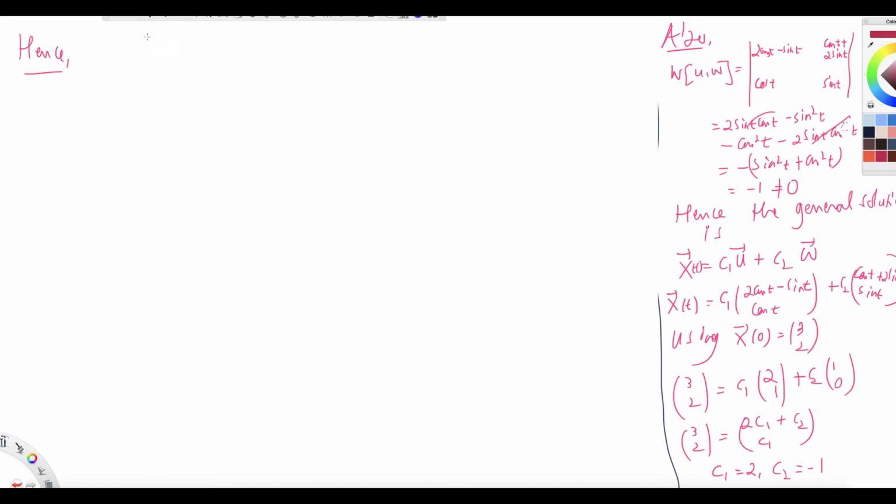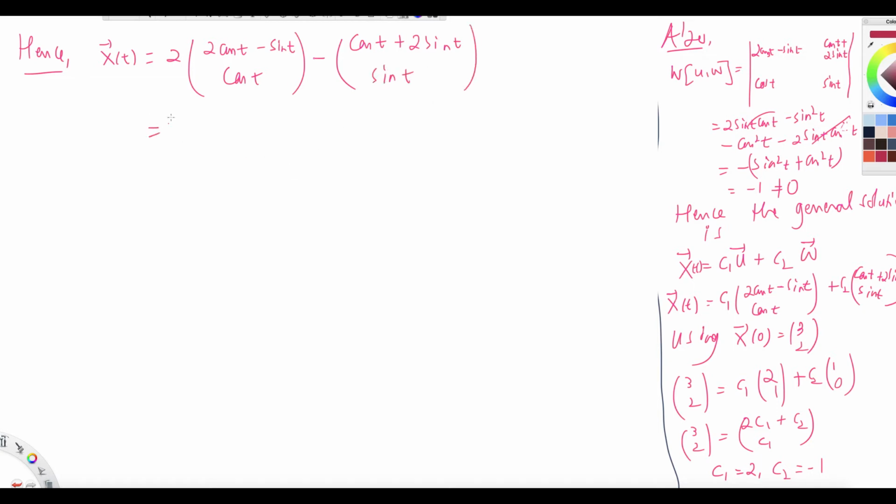Hence, you can see that vector x of t can be written as what do you get? C1 is 2, so you write 2 times [2 cosine t minus sine t, cosine t], and then plus c2 is negative 1, so you write minus 1 times [cosine t plus 2 sine t, sine t]. This is what you get.